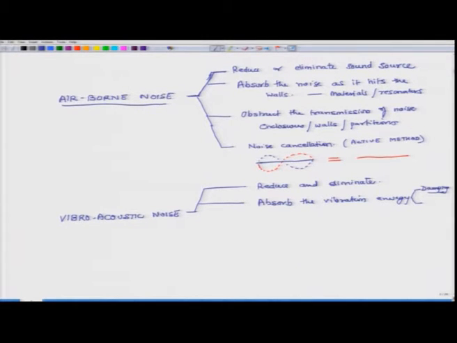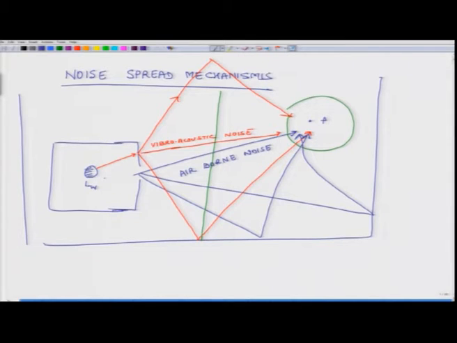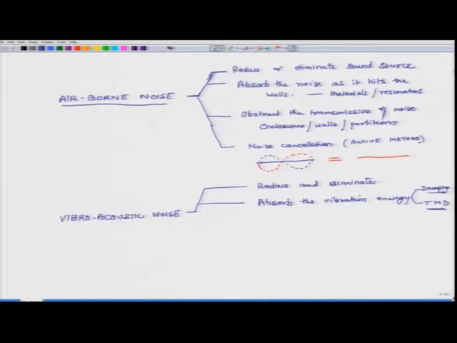The other thing could be using specialized methods known as tuned mass dampers. These are special devices which suck in the energy at the resonance and put it in some other system. We will discuss tuned mass dampers later, but these two methods help us reduce the overall vibration energy, and because of this reduction the amount of vibroacoustic noise generated by the system becomes less.